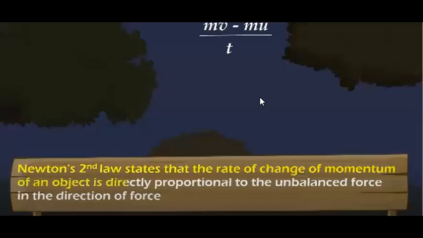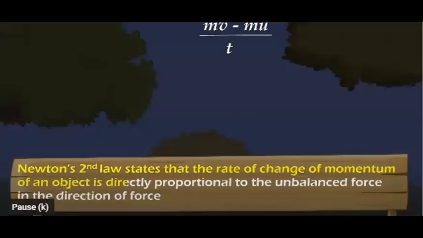Now here, what they have told is rate of change of momentum. Originally a body has momentum mu. After some time the body attains a velocity v, so the momentum becomes mv. So this is changing with time. So we write the rate of change of momentum.